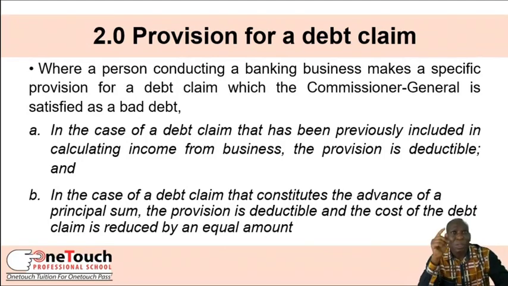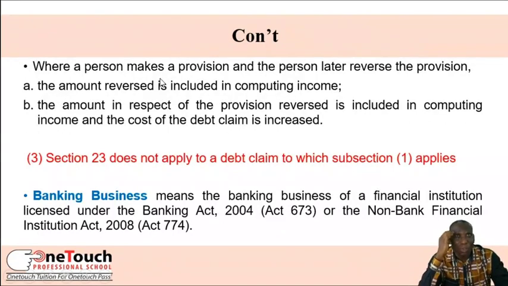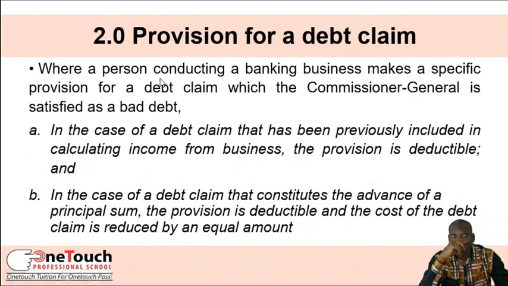So the law says that where a person conducting a banking business makes a specific provision for a debt claim, which the Commissioner General is satisfied. Look at the words which are being chosen carefully. Normally, when you make a specific provision for a bad debt claim, the Commissioner General should be what? Should be satisfied as a bad debt. Then in that case, in the case of a debt claim that has been previously included in calculating the income from the business, the provision is deductible.